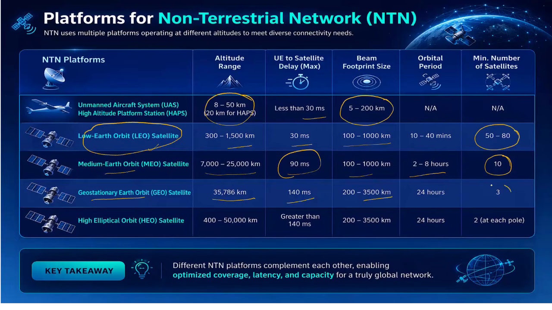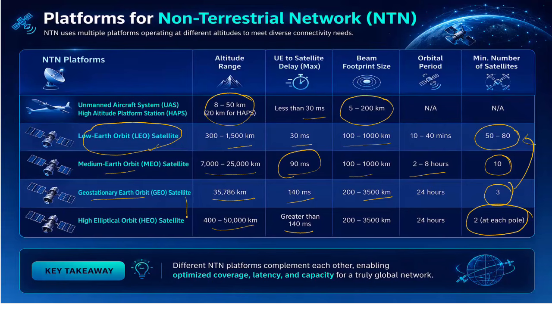But they require very few satellites as compared to LEO, right? And then you have the high elliptical orbit, HEO, satellite. So their range is up to 50,000 kilometers, but latency is larger than 140 ms, and it requires just two satellites, right? So these are designed for areas where GEO coverage is not possible, like polar regions, right?